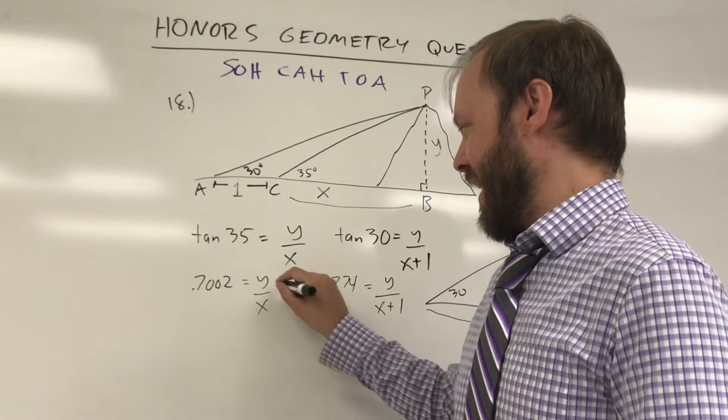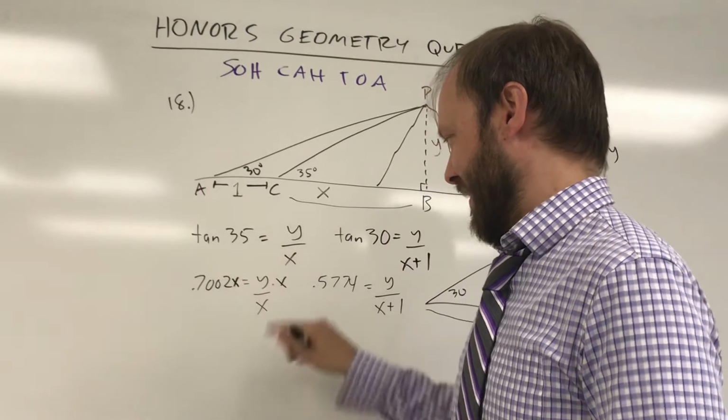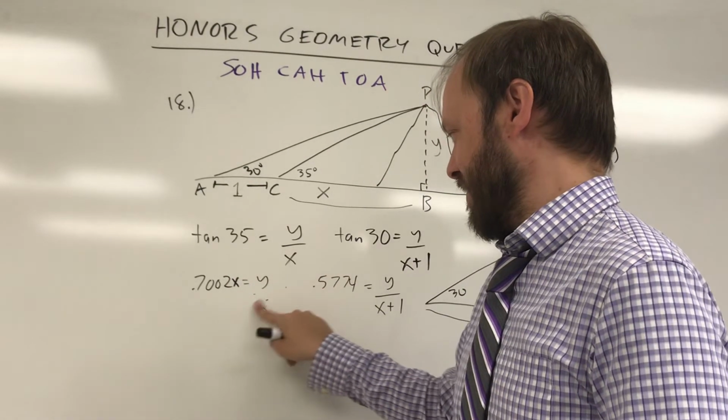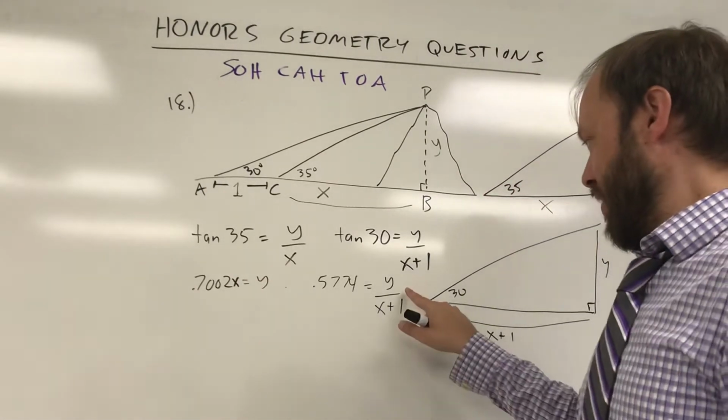y is being divided by x. I want to get rid of the x, so the opposite of dividing by x would be to multiply by x. And so we get one equation here that says that y is equal to 0.7002x. Okay? This one, a little bit more going on here.